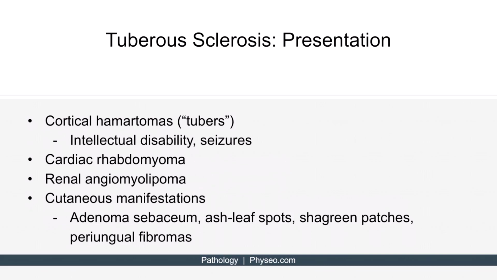Tuberous sclerosis characteristically presents with benign cortical hamartomas, commonly referred to as tubers, which often cause intellectual disability and seizures. Other benign tumors include cardiac rhabdomyoma and renal angiomyolipoma.